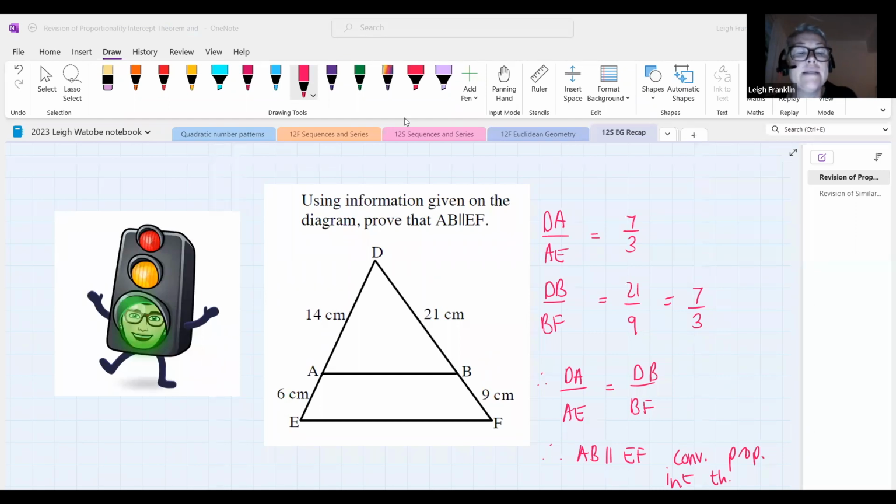No, Zoom user, it doesn't matter. If you want to go AE over DA is equal to BF over DB, you can do that. Ludwina, I see you. I'll take your question right now, I promise. Zoom user, the other thing that you can do if you want to is you can also work with a whole length. So you could work with DA over DE equals DB over DF. All right, so there's a number of different ways in which we could do that. This is the most common way of doing it. Ludwina, what's your question?